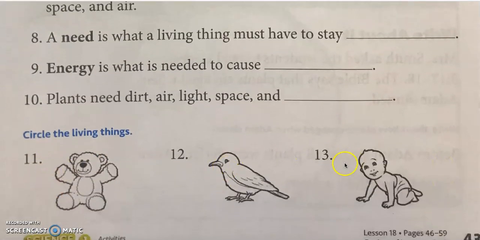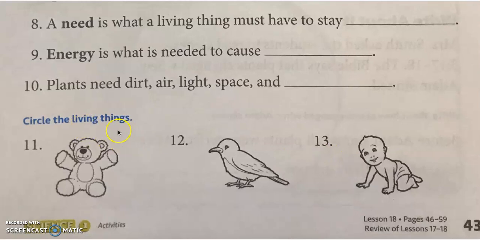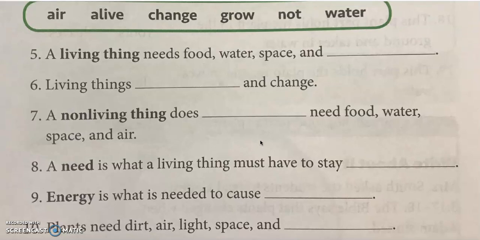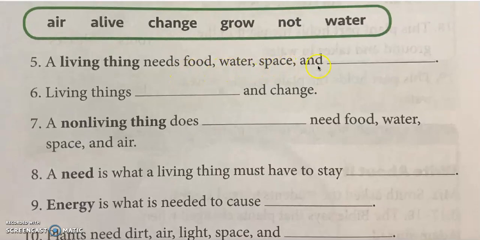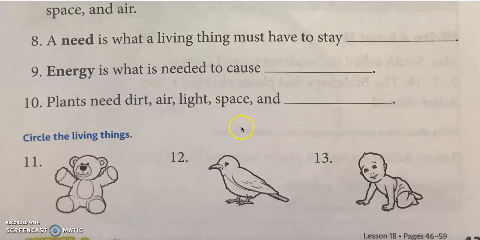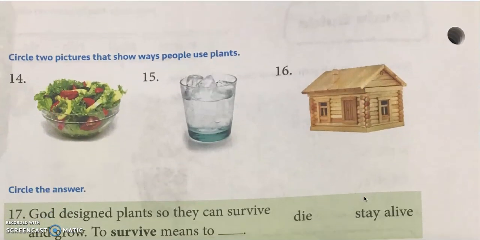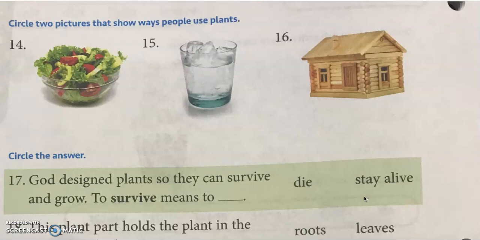Number 11 through 13, we are going to circle the living things. Is a stuffed bear a living thing? No, it's very cute, but it's a non-living thing. What about a bird? Yes, it definitely is a living thing because they grow and change and they need what? They need food, water, space, and air to live. And a baby, of course, is a living thing. Okay, when you're done, let's move on to the next page here.